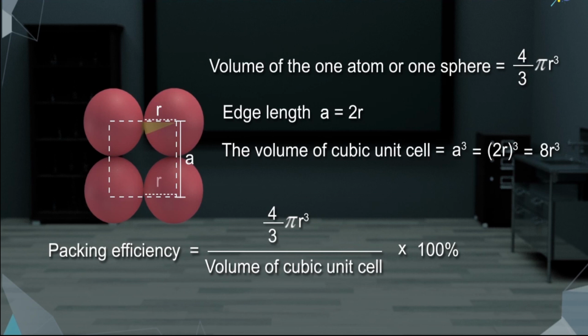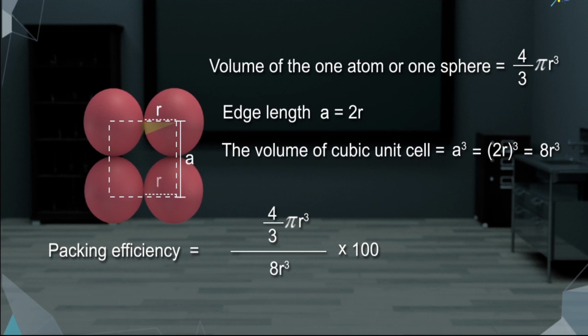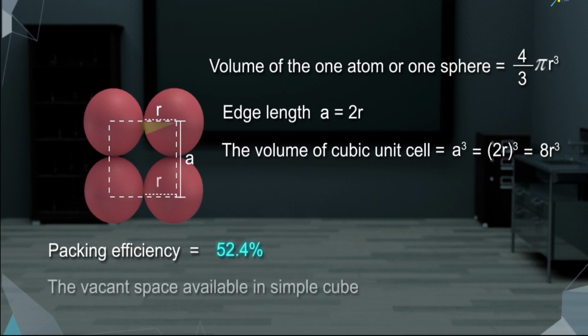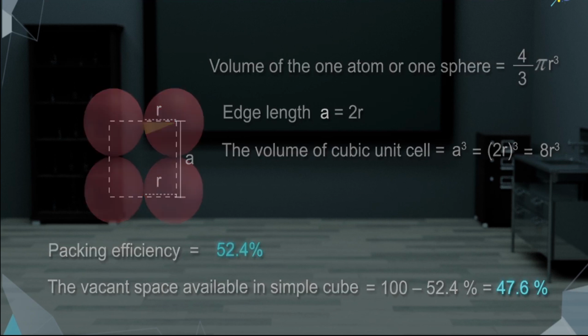Now the volume of one atom is 4/3 πr³ and the volume of the unit cell is 8r³. Now it is equal to π/6 into 100, and your answer will be 52.36%, or 52.4% approximately. Now the vacant space available in the simple cubic unit cell is equal to 100 minus 52.4%, which is equal to 47.6%.